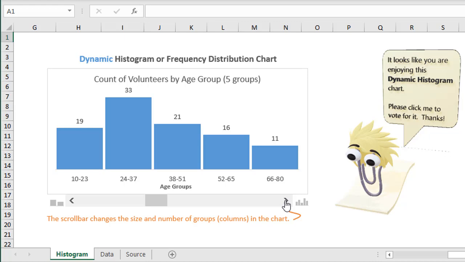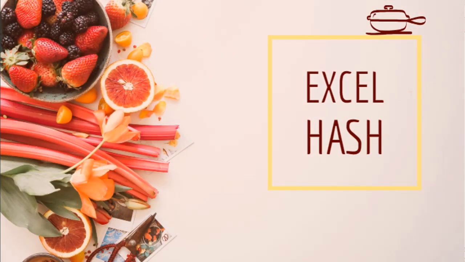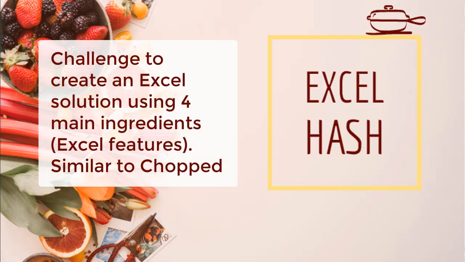Now, you might be wondering what Clippy is doing over here. And this was part of a contest that we did called Excel Hash. Excel Hash is a contest with other Excel YouTube channels to create a solution using four main ingredients or features of Excel. So this is based on the popular TV shows like Chopped, where the chefs are given some main ingredients that they must prepare their own dish with.